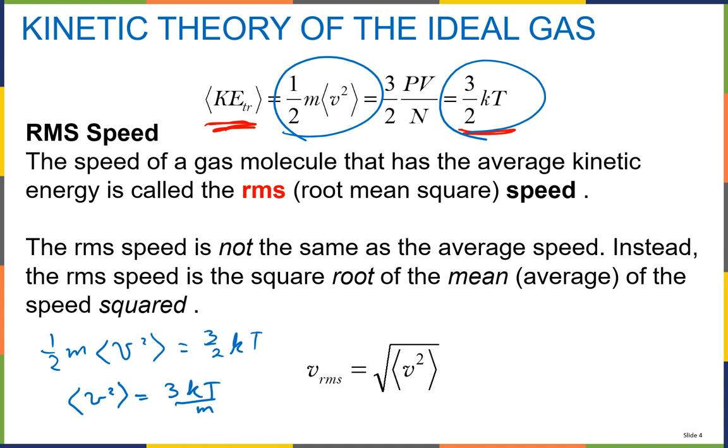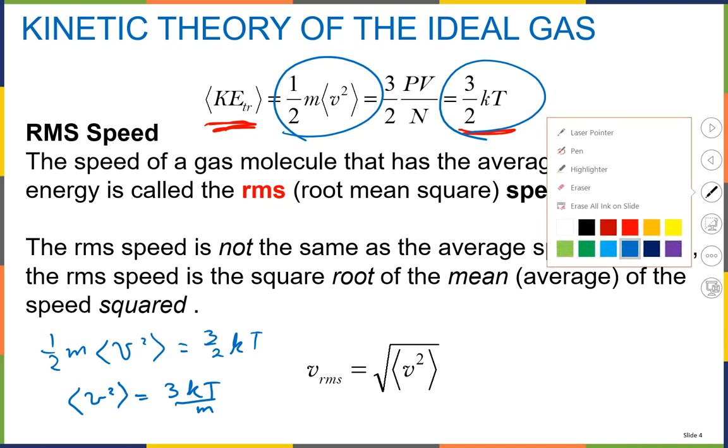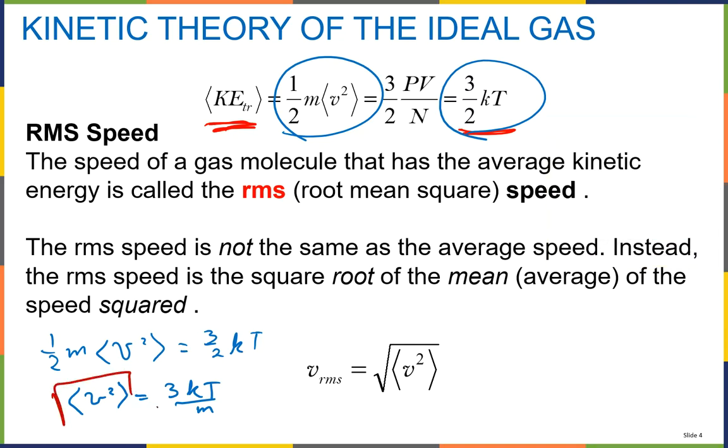So that's the average of the squared speed is 3kT over m. And so the thing that we want to do is simply take the square root of that to get v, right? But there's a catch. And the catch is the square root of the average of the squares. Now let's just do a very quick calculation to see what's going on.